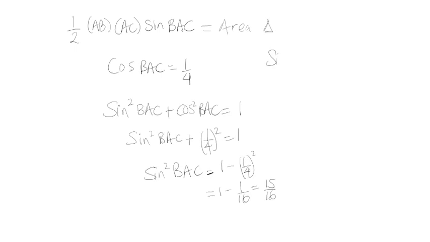So sine of BAC would be square root of 15 over 16. And if you use your knowledge from surds, you can break it as root of 15 over root of 16. And that is root of 15 divided by 4, because root of 16 is 4. All right? So we end up getting sine of BAC. Now, let's go back to the question.